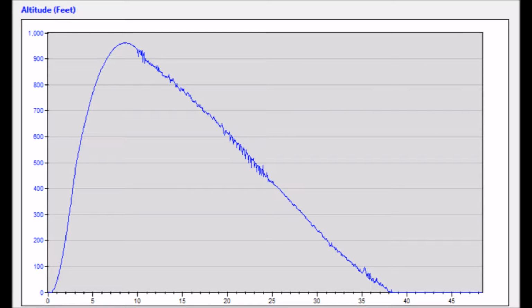So in this graph of the height versus time, this data which came from the altimeter, we can clearly see how the rocket goes up into the air and reaches its apogee at about 10 seconds, and then after that it comes down at a steady rate.